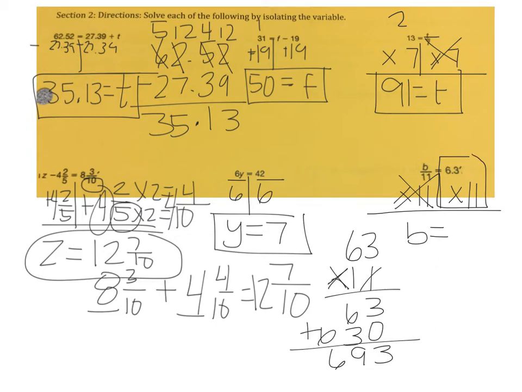We noticed that there's one number behind the decimal, and then 11 doesn't have a decimal, so there's only going to be one number behind the decimal in my answer. So I'm going to put my decimal right here because there's only one number behind the decimal. So b is equal to 69 3/10.